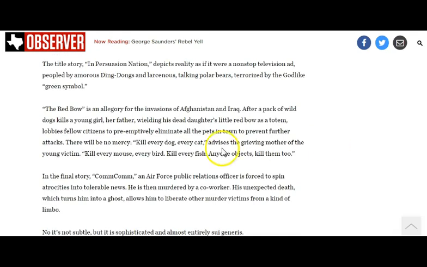And here we go. Now, I could use this. I could fit this back into what its purpose is. Here it says the Red Bow is an allegory for the invasions of Afghanistan and Iraq. So after a wild pack of dogs kills a young girl, her father, technically her uncle, wielding his dead daughter's little red bow, or what looks like her red bow, lobbies fellow citizens to preemptively eliminate all the pets in town to prevent further attacks. They go back through the famous line by the grieving mother: kill every mouse, kill every bird, kill every fish, anyone who objects, kill them too.